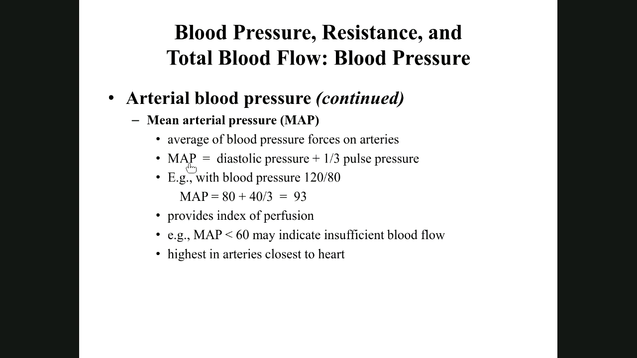Mean arterial pressure is equal to the diastolic pressure, right, the low number, plus 1/3 of the pulse pressure. So in other words, you take the pulse pressure, the difference between systolic and diastolic, and you divide it by 3, and then you add that number to the diastolic or the low pressure, right? So here's an example, 120 over 80. Let's start over here. The pulse pressure would be 40, and if we divided 40 by 3, we're going to get 13.3. And if we add 13.3 to the diastolic, then we're going to get 93.3, and they just dropped the 0.3. So 93 here, okay?